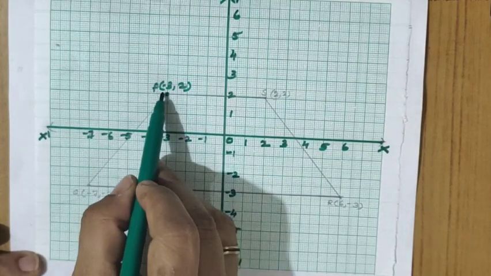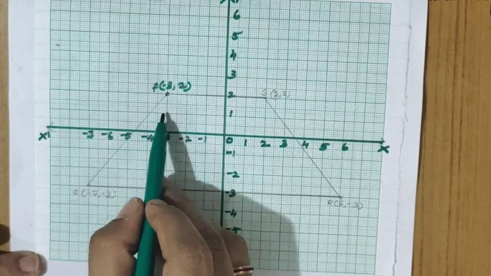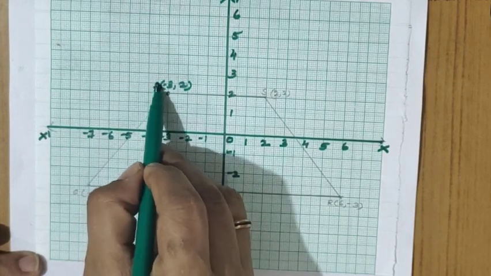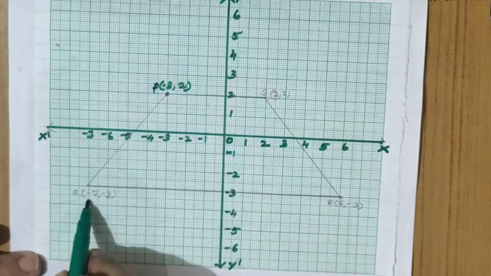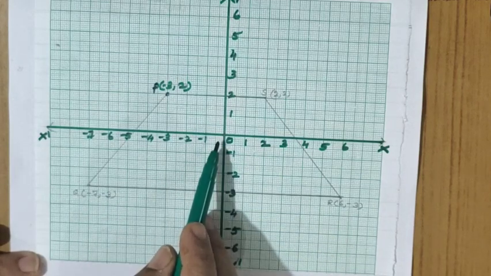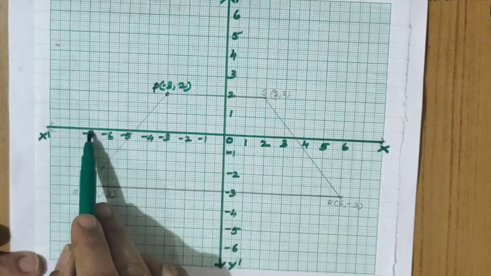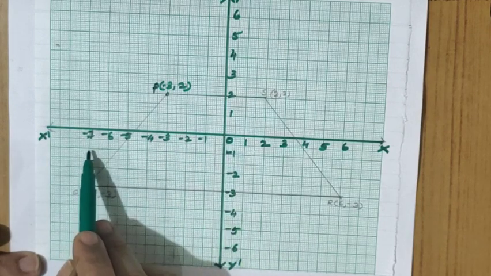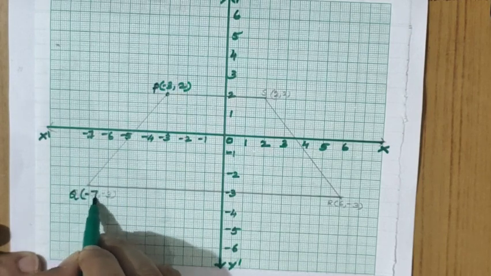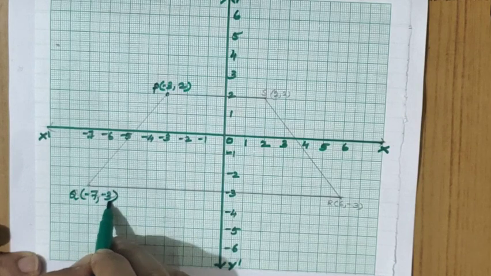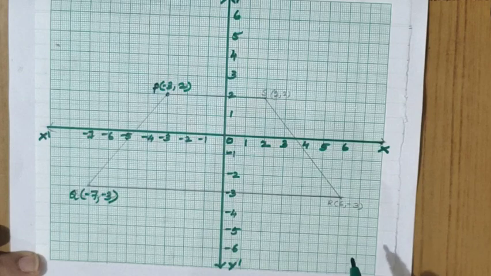Now first point is -3, comma 2. So -3 along the x-axis and 2 on the y-axis. So P I will mark here. Now similarly Q. Q what is the coordinate? -7, -3. So -7 is on the x-axis. So see the movement is -7. Now downward direction 3. 1, 2, 3. So Q means -7, comma -3. Similarly, you have to complete R and S.